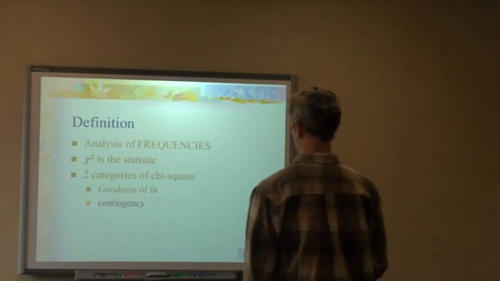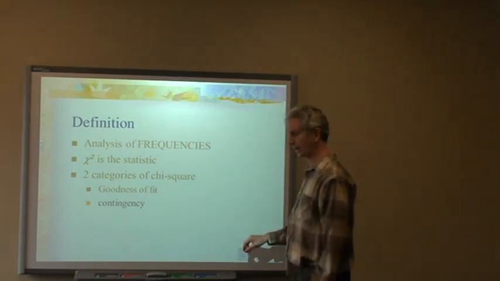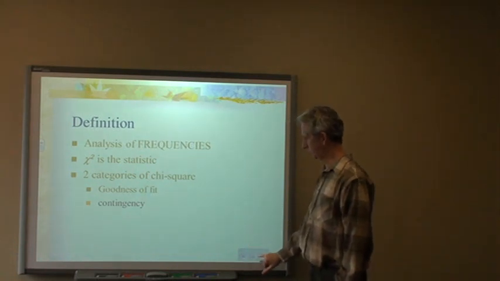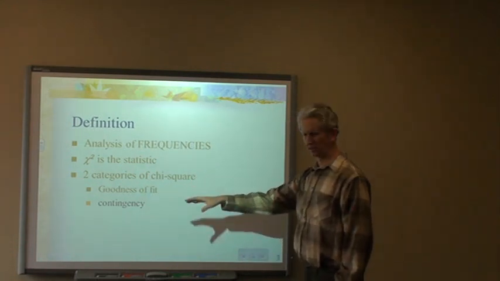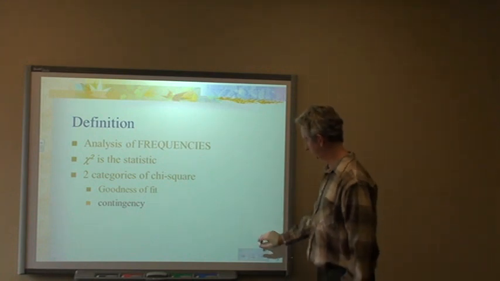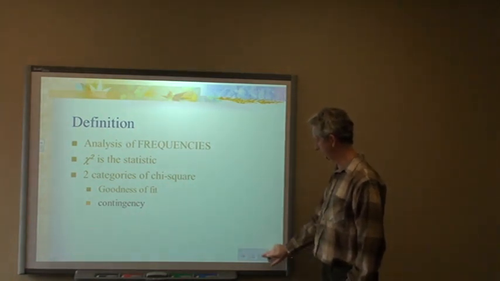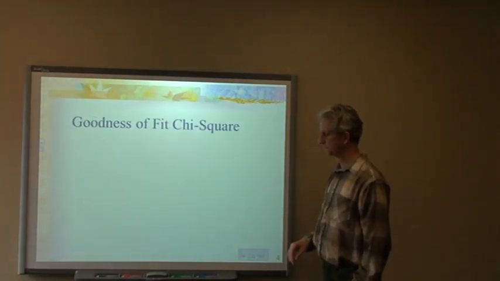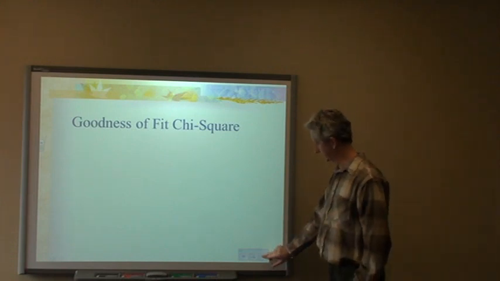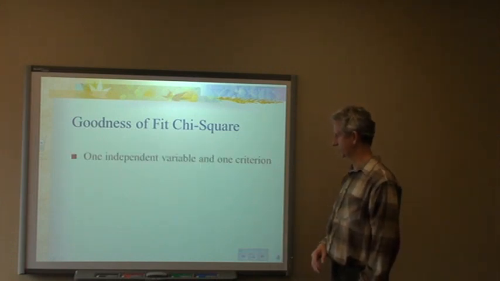But it's pretty easy to interpret the chi-square. So those are the two primary types of analysis, goodness of fit and contingency, and we'll talk about both of those here in a few seconds. First of all, the goodness of fit. This is slide number 4 in your presentation.